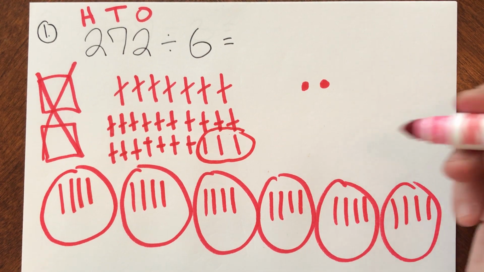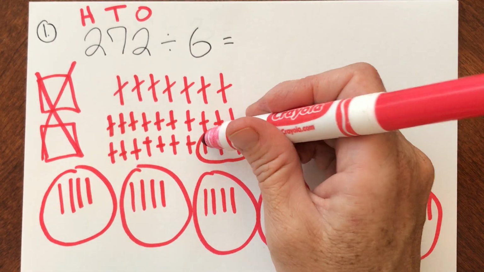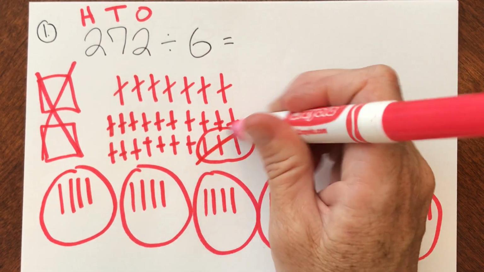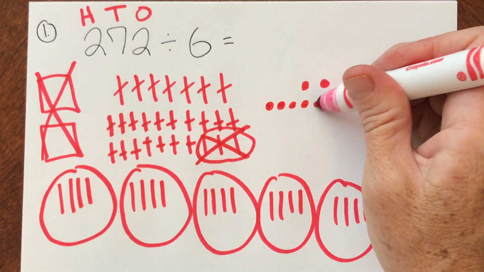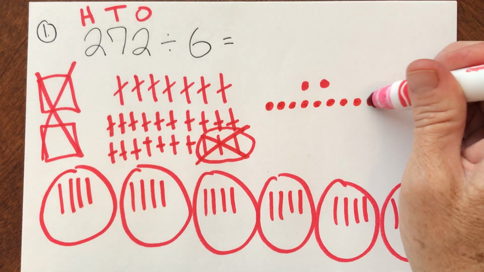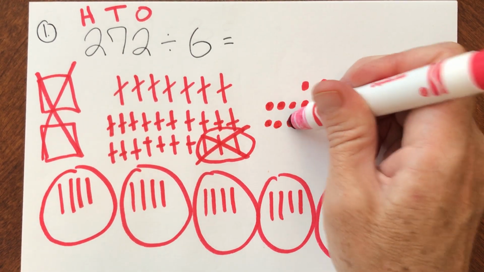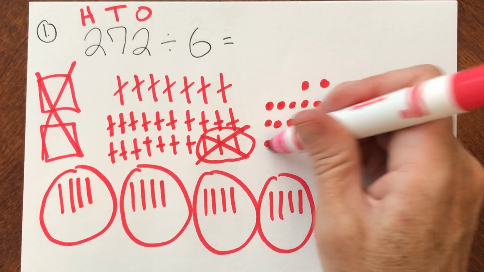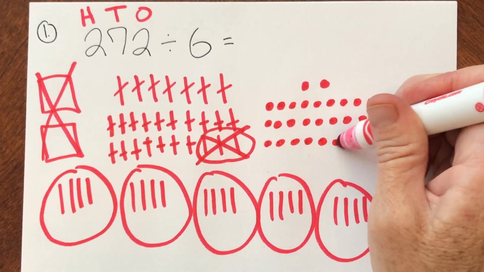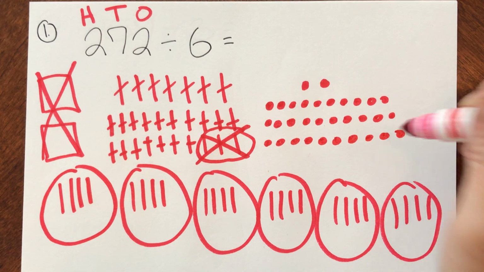So I'm going to unbundle those. Those are each worth 10. So that's 10, 20, 30 ones I need to unbundle, adding 10 ones for each.